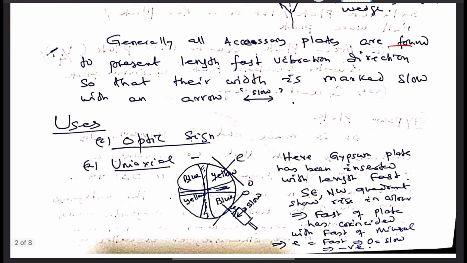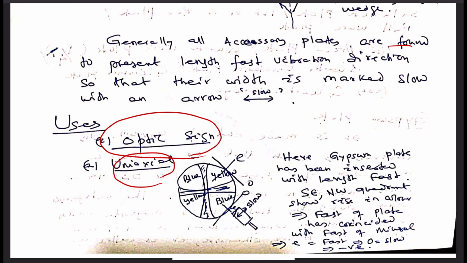Now let us find out how these plates are used to study different properties. First we will study the optic sign. How is the optic sign determined? First we will talk about uniaxial minerals. In order to study the optic sign, we use the interference figure, the uniaxial interference figure, and it is the basal section interference figure.